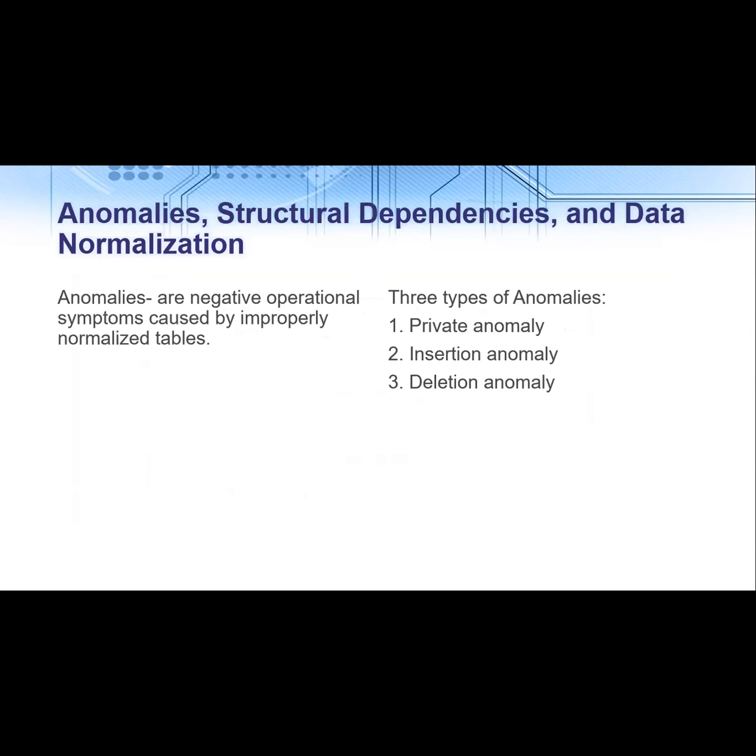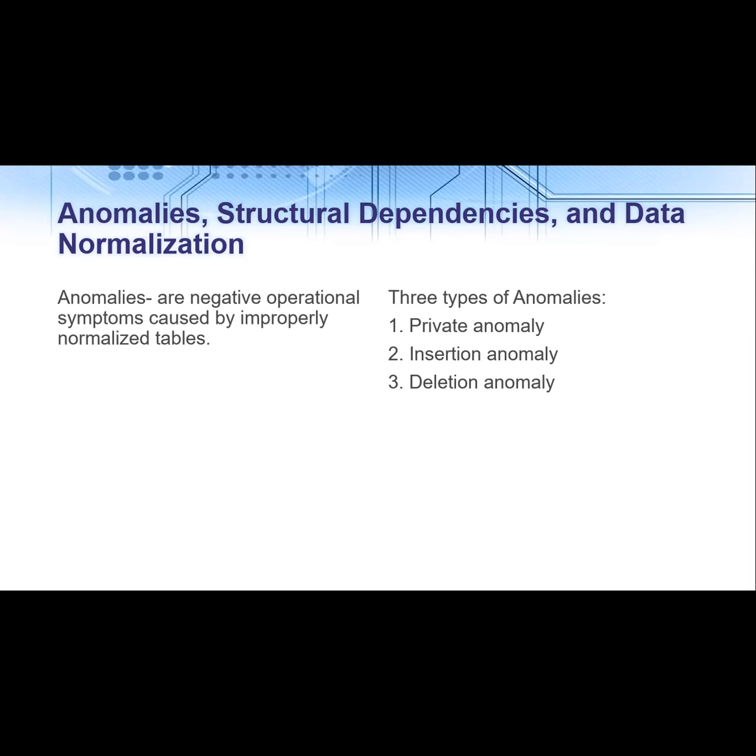Anomalies, structural dependencies, and data normalization. Anomalies are negative operational symptoms caused by improperly normalized tables. Anomalies, structural dependencies, and data normalization deal with why database tables need to be normalized. In other words, why is it necessary for the organization's database to form an elaborate network of normalized tables linked together, like those illustrated in figure 9-12?